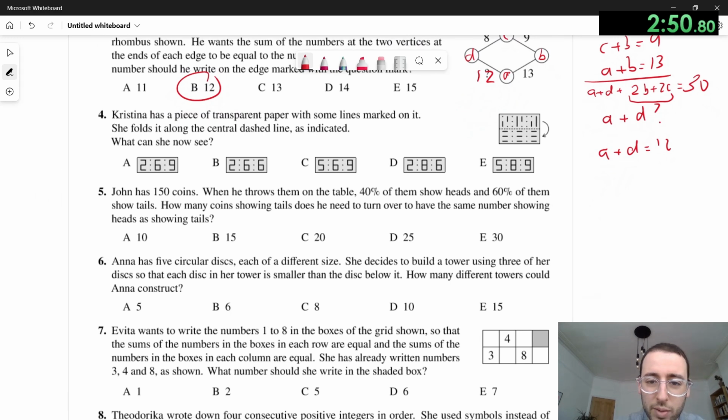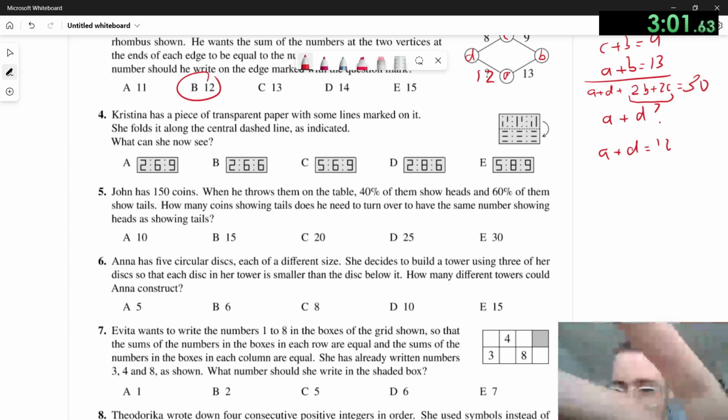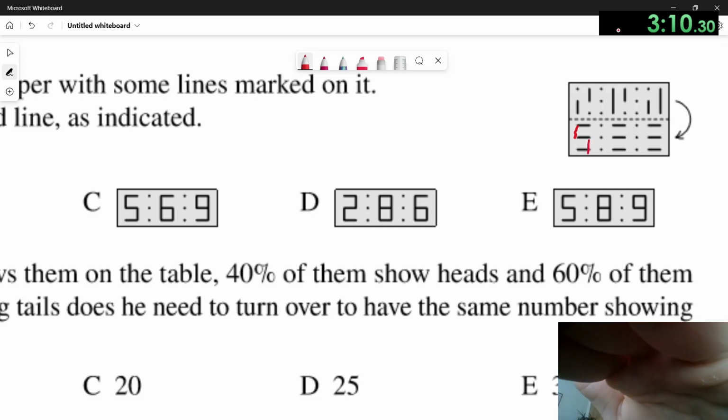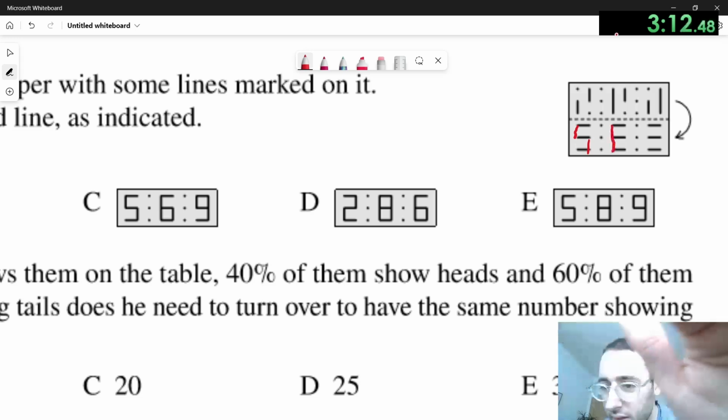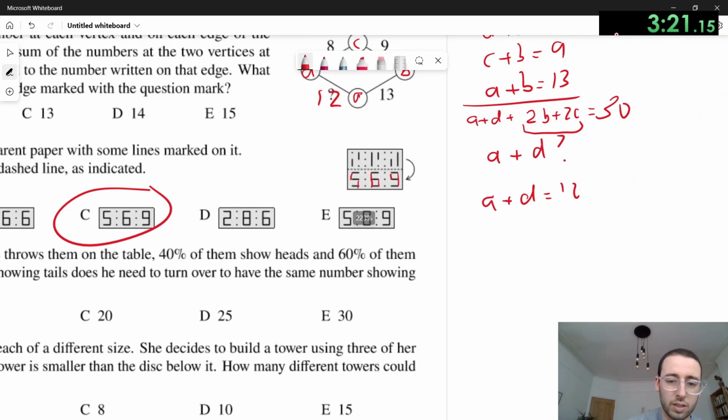Christina has a piece of transparent paper with some lines marked on it. Fold it along the central dashed line. What can she see now? Oh my word. Okay, so this guy goes, I'm going to zoom. This guy goes here. This guy goes here. This dot, okay, no idea. This line is all of this. This is there. This is here, and this is there. 569. Oh my god. Okay.